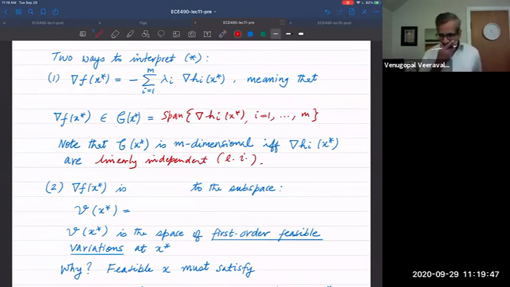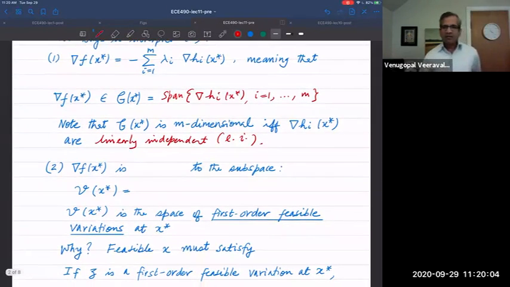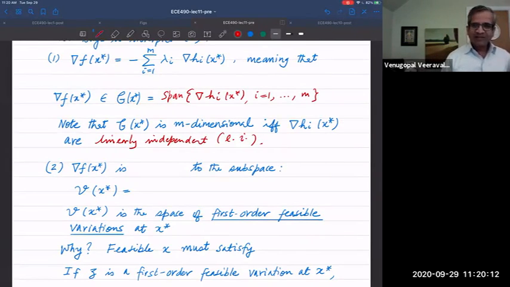Okay. So that's one way to interpret it: the gradient of f at x star belongs to the span of the gradients of the hi. Another way to think about it is that the gradient of f at x star is orthogonal to a subspace that's orthogonal to the span. We'll call that V of x star.